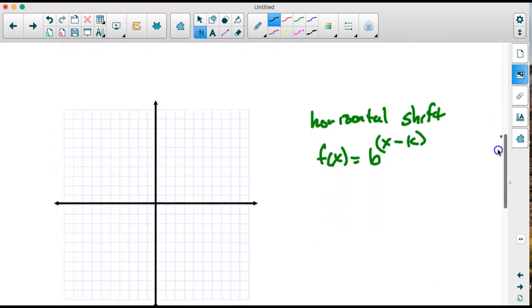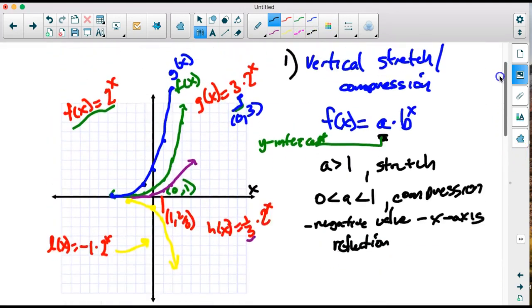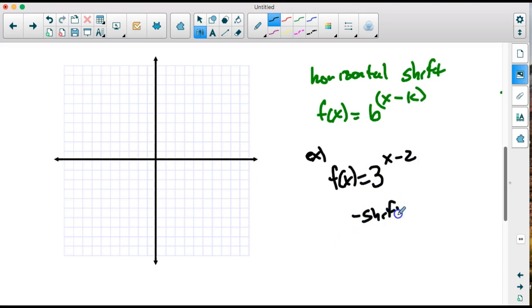All right. Now the other two types of transformations are going to be horizontal and vertical shifts. So this was our only stretch or compression. Now we're going to do shifting. If we did this function here, this is going to be a shift right or left. So if we say, for example, f of x equals 3 times 2 to the x minus 2, that would shift right 2 units.